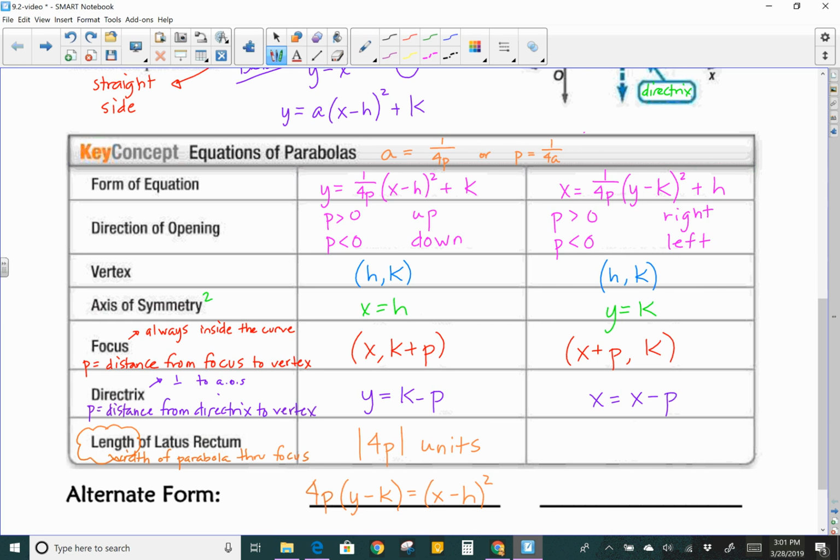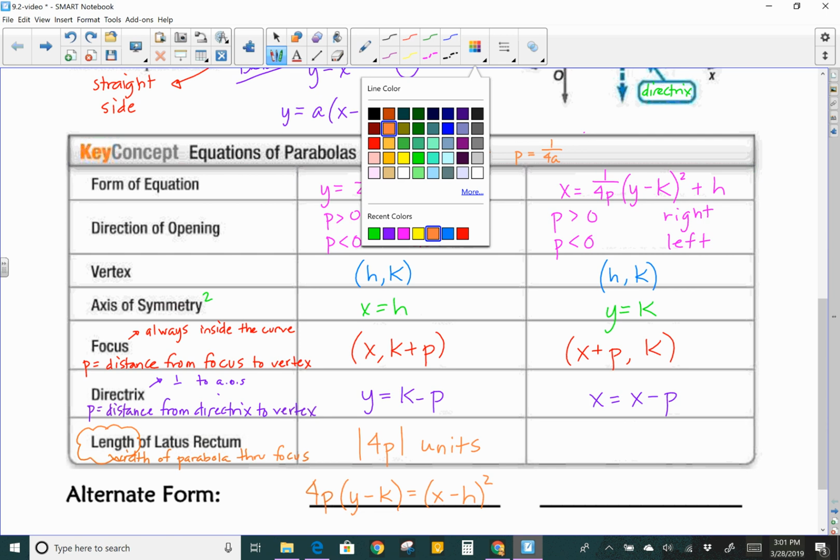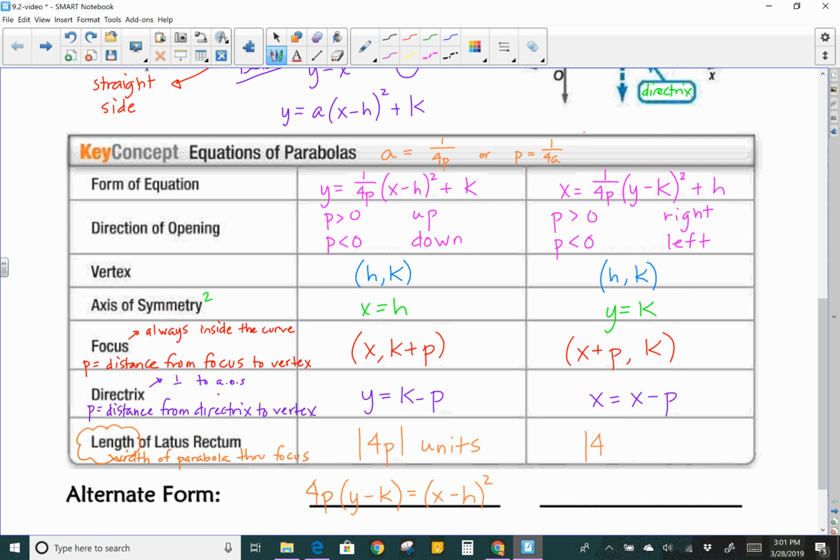Now, and last but not least, our latus rectum. Does it change? Absolutely not. It's still the absolute value of 4p units. And if I write that, it's going to be 4p. Or if I take this equation and rearrange it, 4p times x minus h equals y minus k quantity squared.